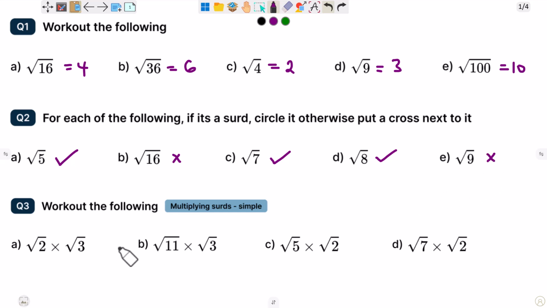Now, we look at question 3. We need to work out each one of these following surds. Root 2 times root 3 will be root 6. And question B, root 11 times root 3 is root 33. And C, root 5 times root 2, root 10. And root 7 times root 2 is root 14. Okay, so this has been done really good.